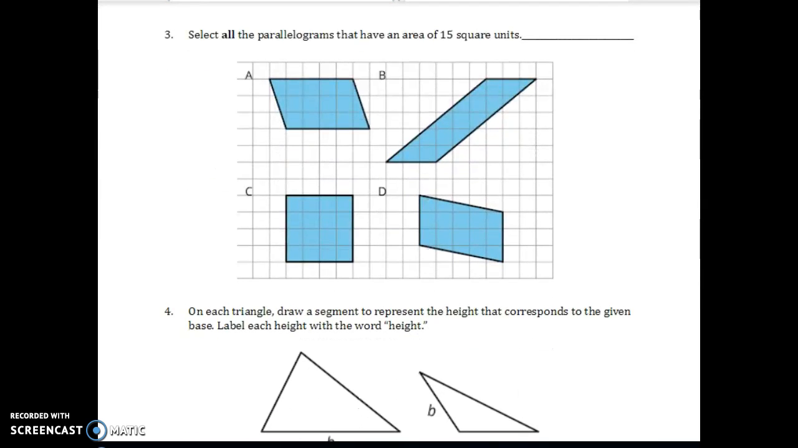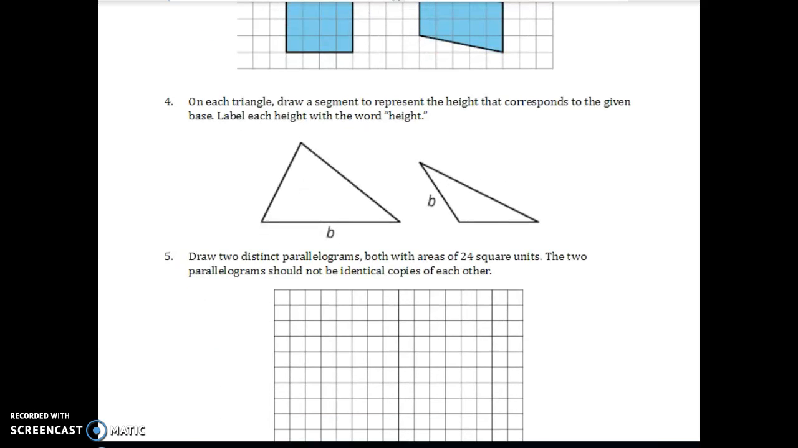Question 3. Select all the parallelograms that have an area of 15 square units. Question 4. On each triangle, draw a segment to represent the height that corresponds to the given base. Label each height with the word height.